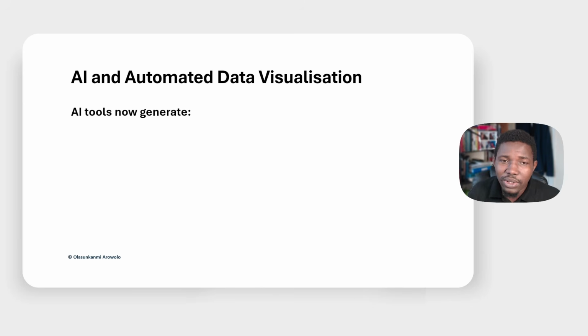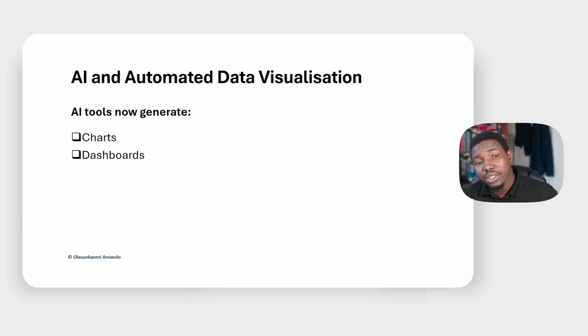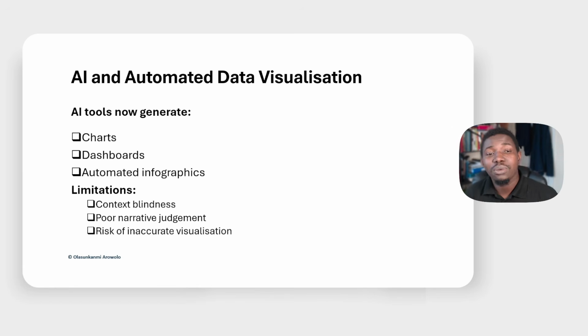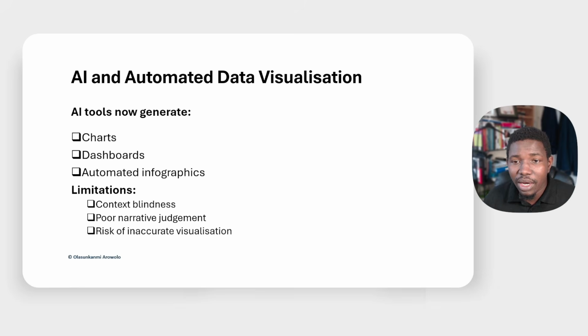AI tools can generate charts, dashboards, and automated infographics based on whatever you feed them. But there are some limitations. Sometimes it has blindness to context, it has poor narrative judgment, and there is a risk of inaccurate visualization. So you need to ensure that there is humanness in it. You add your humanity into it. You check it and you do the right thing so that you don't mislead people. I hope that helps you.